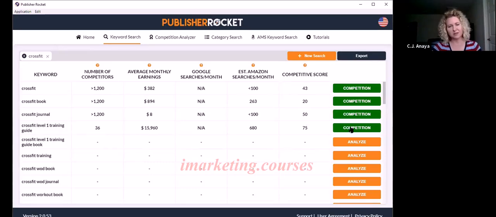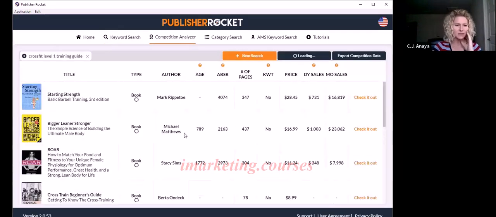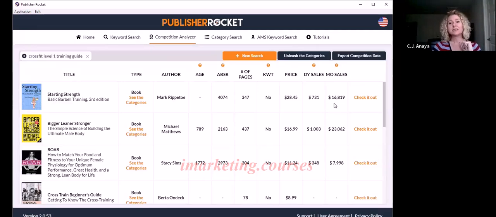Okay, so let's just take a real quick look so I can show you what I mean by this. So this book right here, Starting Strength, Basic Barbell Training, 3rd edition. I don't know much about CrossFit, but I would assume that that has something to do with it. Look at how much money they're making. That's $16,819. That's a lot of money. So they're making a ton of money monthly.